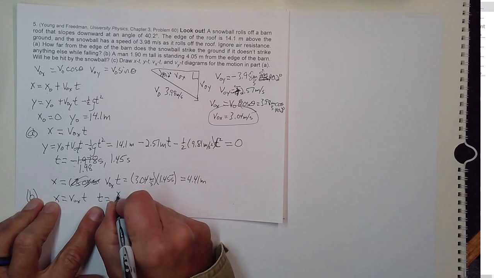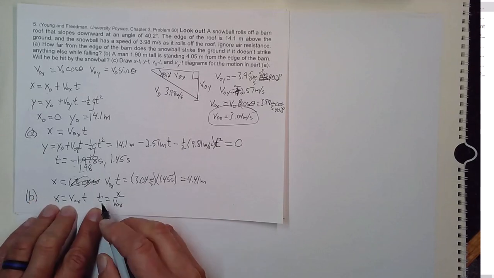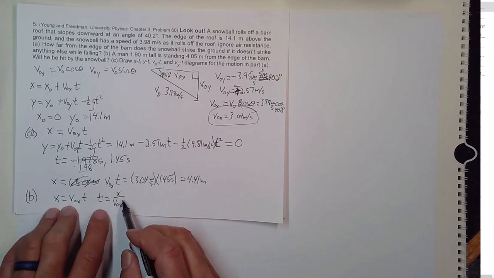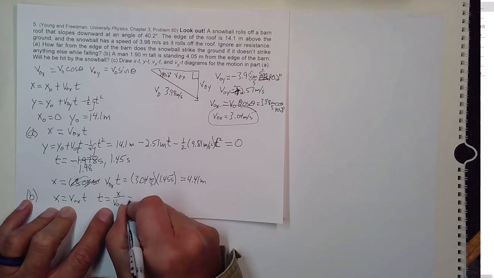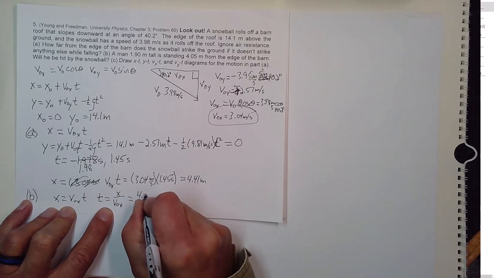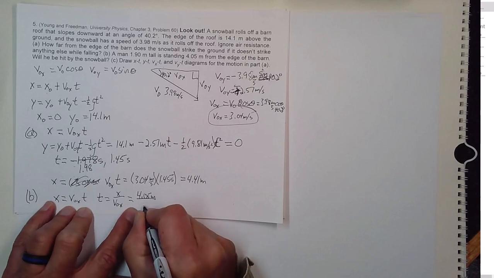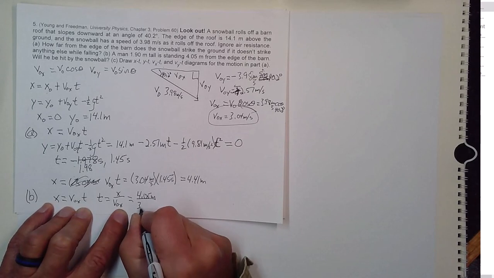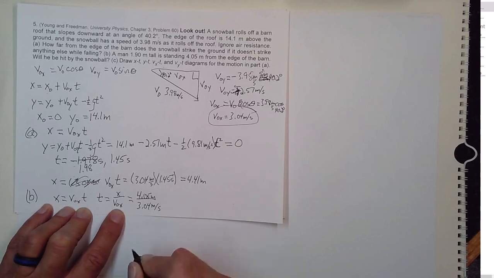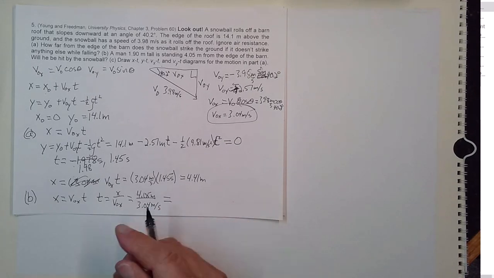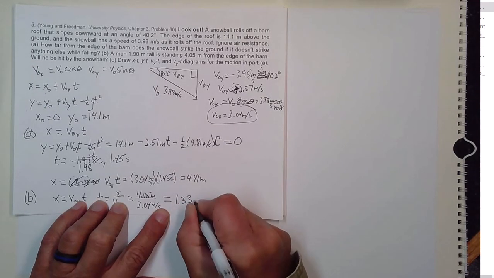But we want to know the time when x happens to have that value of 4.05 meters. So 4.05 meters divided by v naught x, 3.04 meters per second. And how long is that? 1.33 seconds.